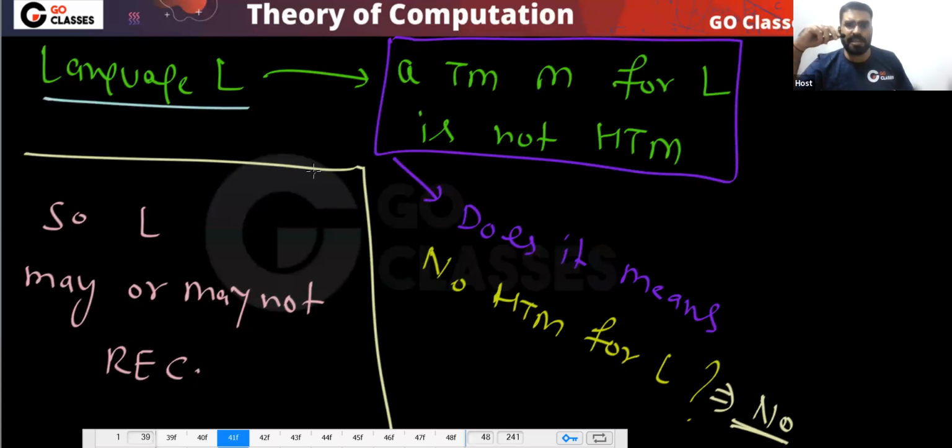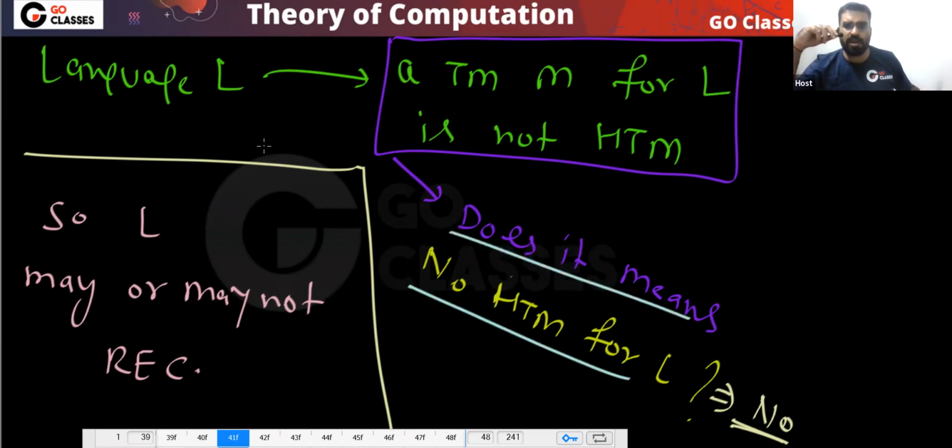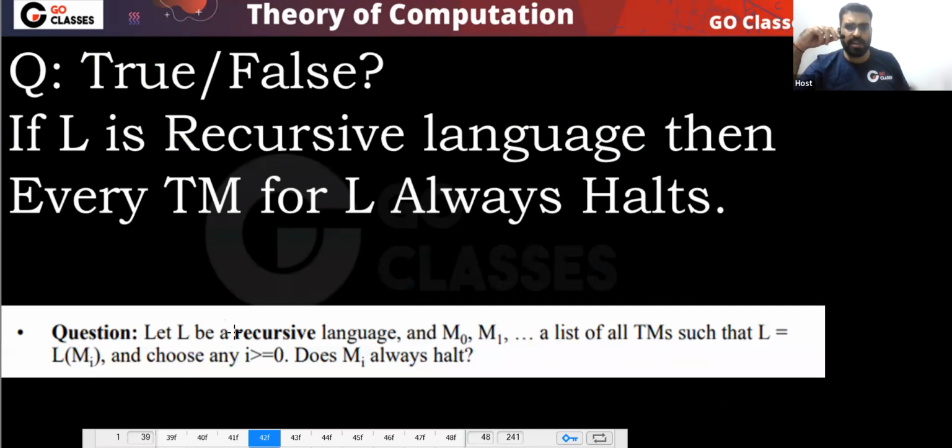Language L, such that there is a Turing machine which is not a halting Turing machine. Does it mean every Turing machine is not halting? Does it mean there is no halting Turing machine? So the answer is no. It does not mean that. There may be some other halting Turing machine. Is this clear to everyone? So, very simple question.